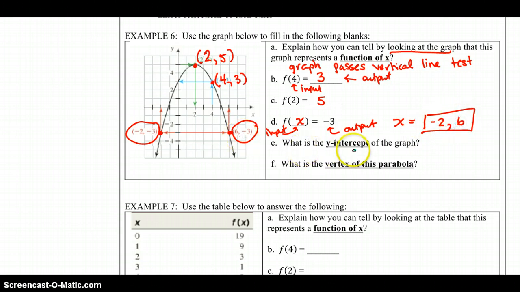Then we're asked for the y-intercept of the graph. The y-intercept is where it crosses the y-axis. So here's our y-axis, and our graph crosses right here at the point (0, 3). And the last piece, we want that turnaround point on the parabola. As we're tracing out our curve, we're going up, up, up, we hit the top, and then we turn around and come back down. So that turnaround point happens at the point (2, 5).